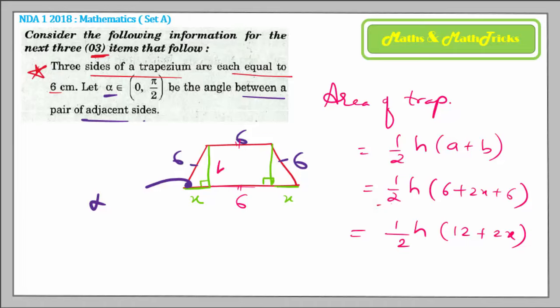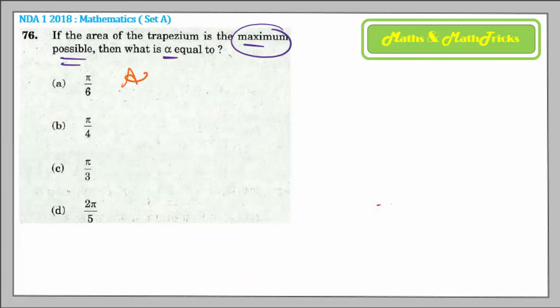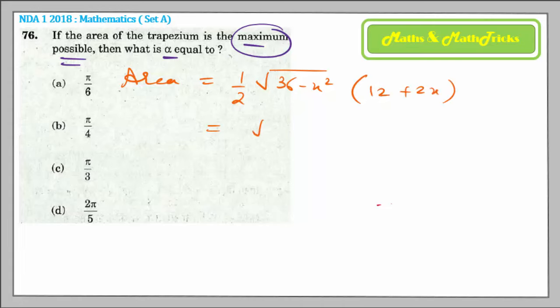Now let's talk about this h. I can use the Pythagoras criteria here, isn't it so? So I can have 36 equals x square plus h square. So h is equal to, it is a positive amount because it's a height, root over 36 minus x square. So basically I have got the area value now. Area in terms of x is half into h, I have got root over 36 minus x square, into 12 plus 2x. This is what I have got. If I reduce this 2, I would get the area equal to root of 36 minus x square into 6 plus x. So this is what I have got as the area.